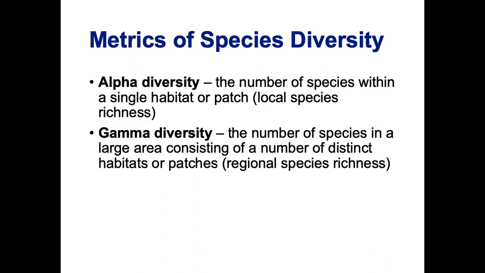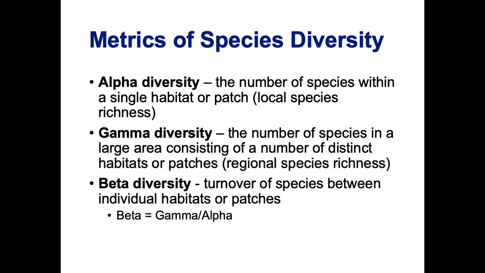So you might think of alpha diversity as the number of species or the diversity of species within a single pond. The gamma diversity would be, if we looked at a region that has many ponds, the total number of species of fish in all the different ponds in a larger area.